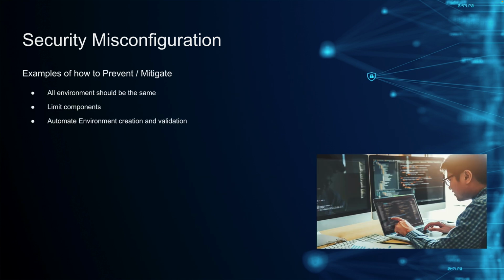Basically, a way to prevent this is to ensure that all your environments are the same. If you have a testing environment and a production environment, you ensure that all the environments you are working on are the same. They have the same version of each type of software running, such that when you are pen testing on a test environment, you know that whatever vulnerabilities you find there will also be present on the production environment, and vice versa.